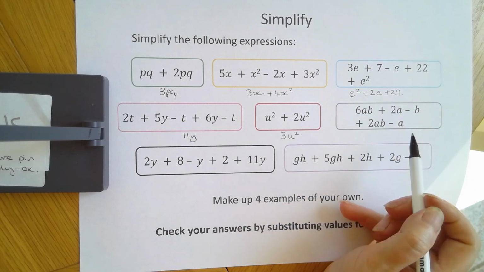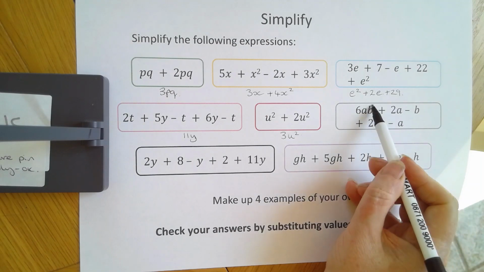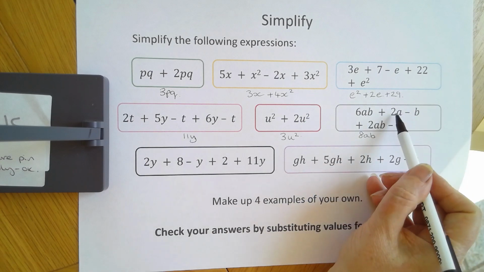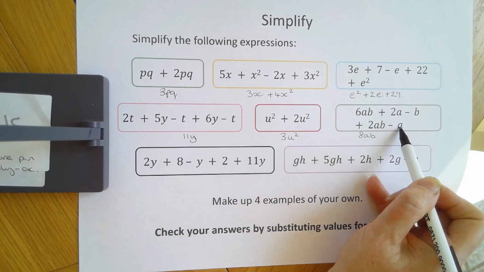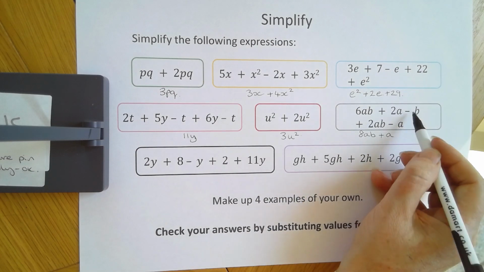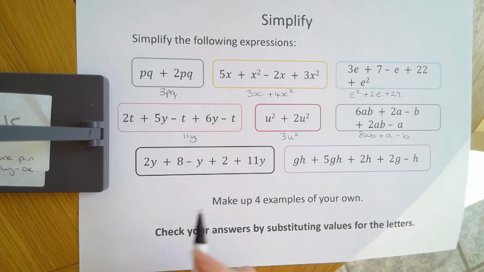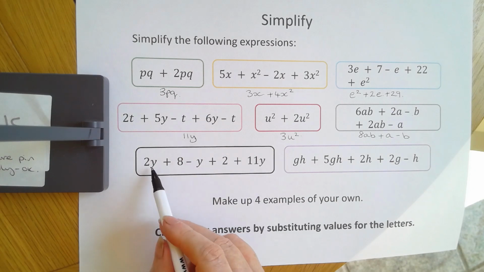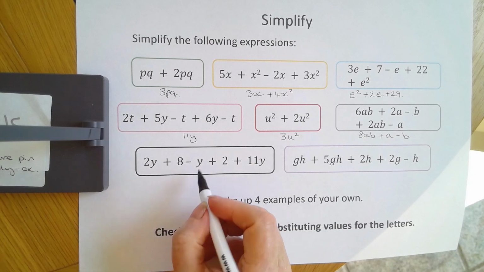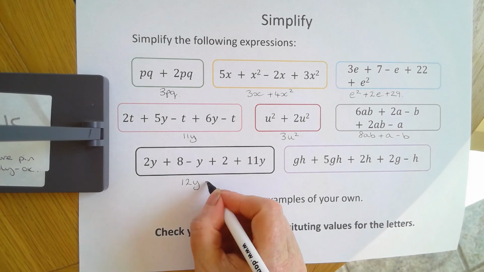Here we have got 6ab plus 2ab, which will give me 8ab. I've got 2a minus an a will give me 1a, and I've got a minus b. Okay, this one here we've got 2y, take away y is 1y, plus 11y will be 12y. 8 add 2 is 10.